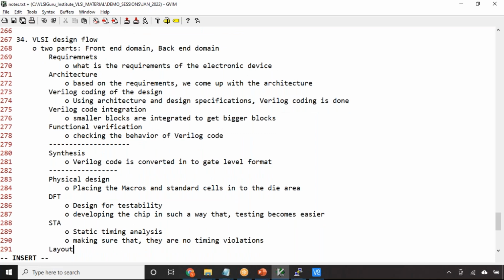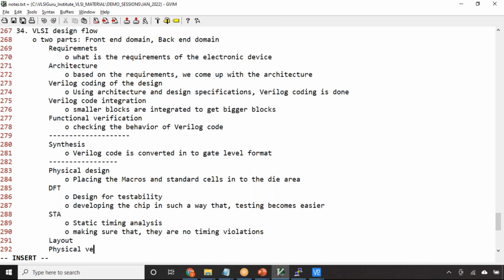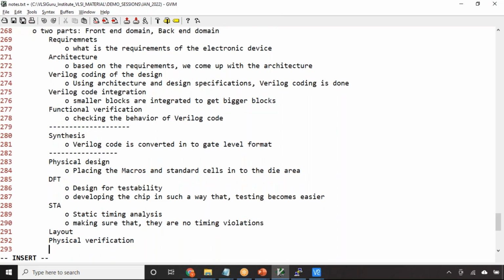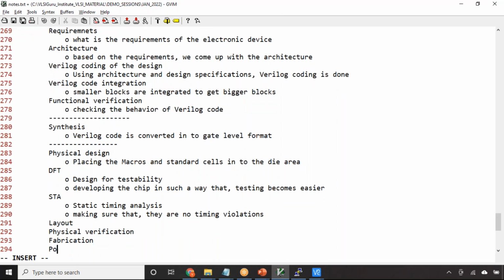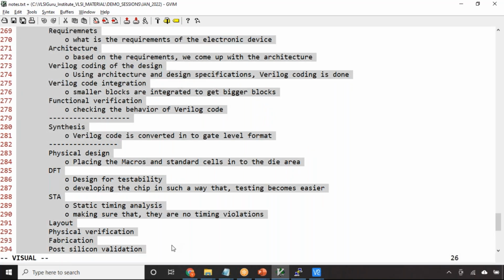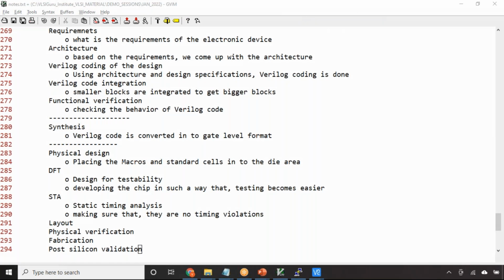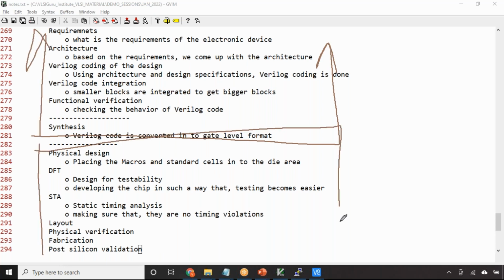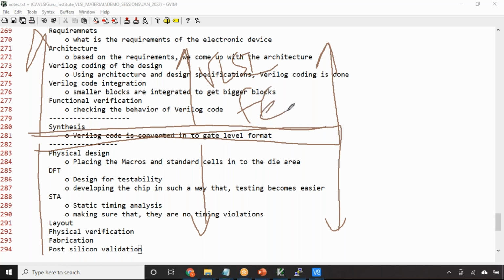Once it is done, we do layout. Then we do physical verification. Finally, fabrication. Then we do post-silicon validation. So these many steps are involved overall in the complete VLSI design flow. We majorly divide this into two parts. This part of the flow is called the front-end flow, the VLSI front-end domain, and this part is called the back-end flow, the back-end domain.